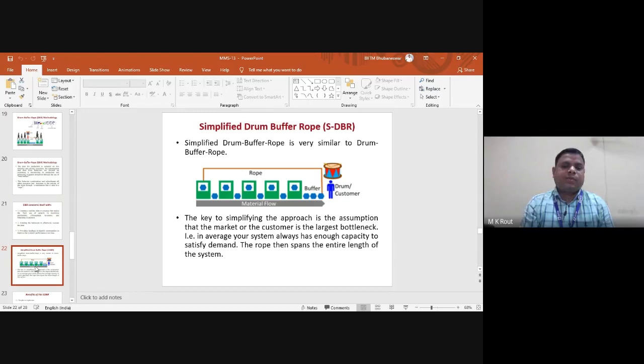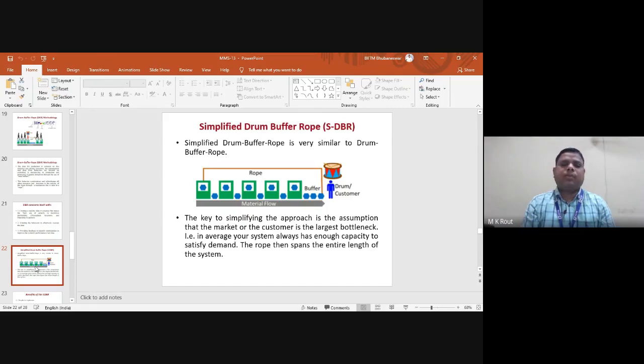So here, for example, in this particular manufacturing or productivity environment, it contains five machines. So if you find any kind of constraint at workstation one, two, three, four, five, the rope directly communicates with the first workstation, where they initiate the raw material for conversion into finished goods. So when congestion occurs at the last workstation, you can directly send that buffer signal to workstation number one. In this way, you can simplify the approach and have enough capacity to satisfy the demand placed by the customers. So here the rope then spans the entire length of the system.